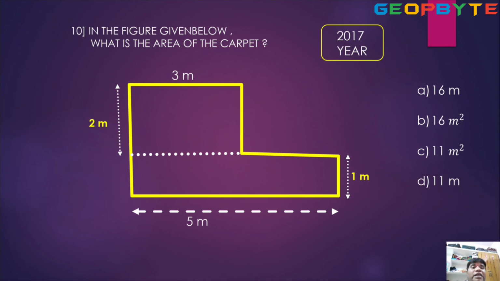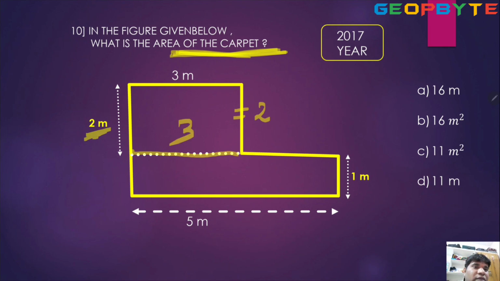This is from last year's examination, 2019. In the figure given below, what is the area of the carpet? You want the complete carpet area. Here observe the dotted lines. On the left side this is 2 meter. So this is also 2. This is 3. So 2, 2, 3, 3.